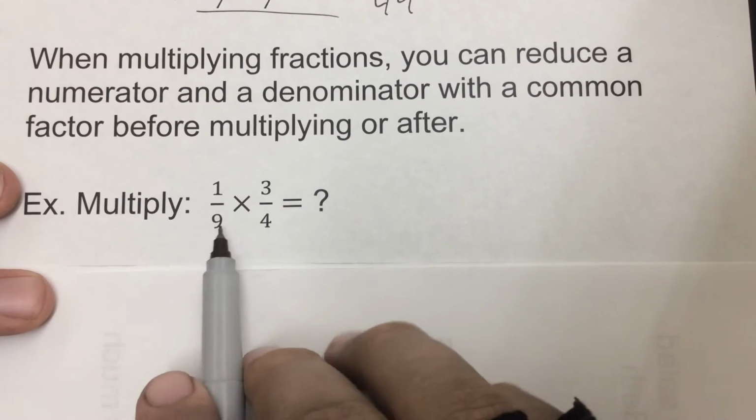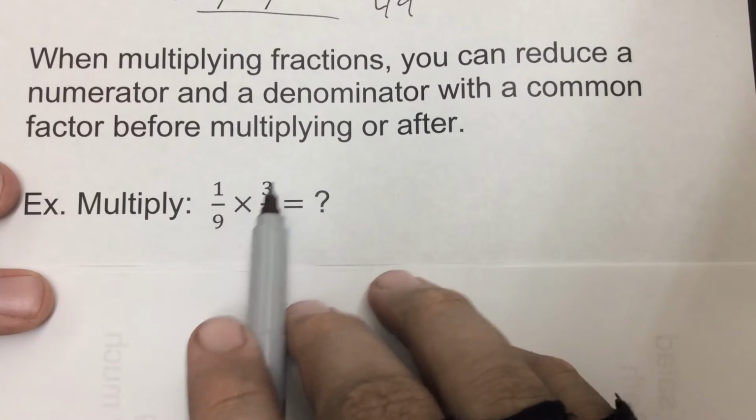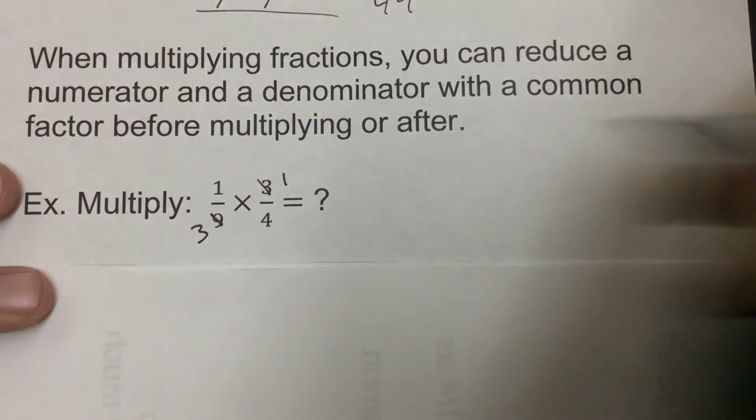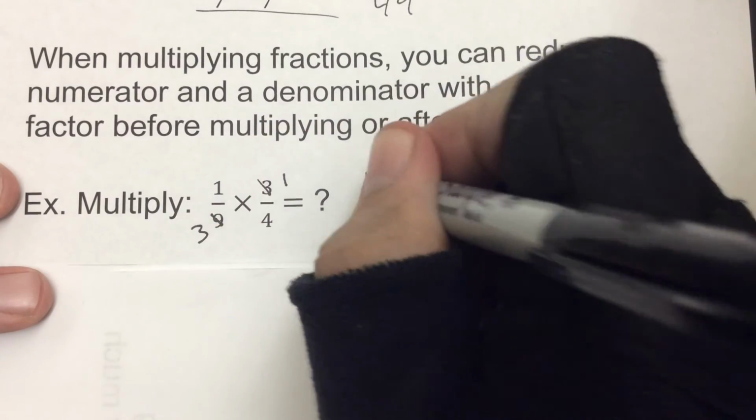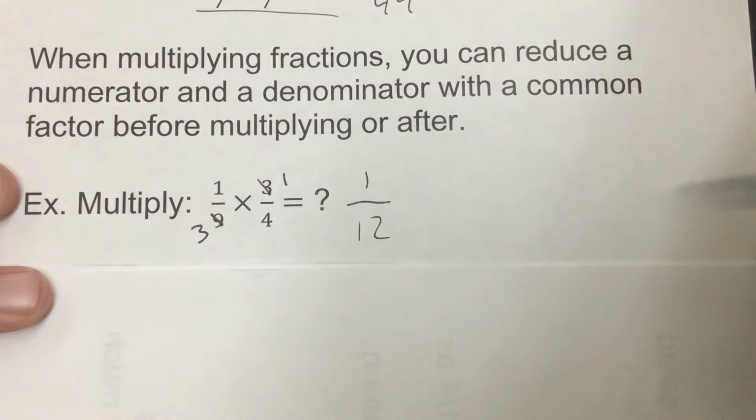So first, 9 on the bottom, 3 on top. Those are factors of each other. We could divide both by 3. This would become a 1. This would become a 3. And then we can multiply them. So 1 times 1 is 1 on top. 3 and 4 make 12.